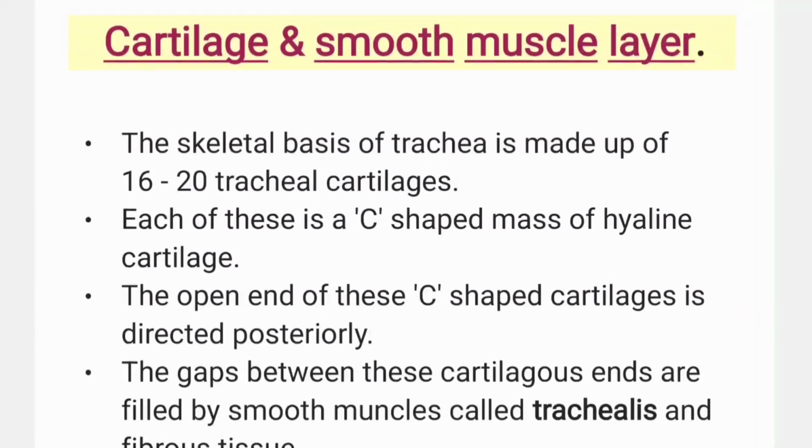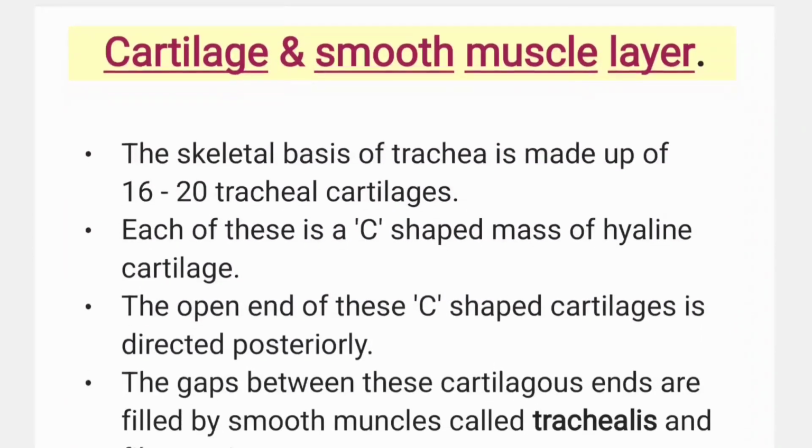So our next layer is the cartilage and smooth muscle layer. The skeletal basis of trachea is made up of 16 to 20 tracheal cartilages. As I have mentioned before, the tracheal cartilages are C-shaped, and these are a mass of hyaline cartilage. This C-shaped cartilage has an open end, and this open end is directed posteriorly.